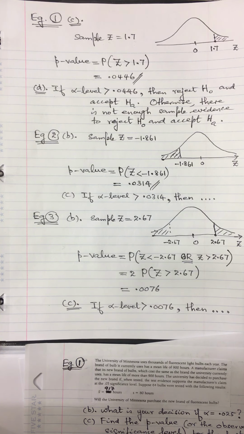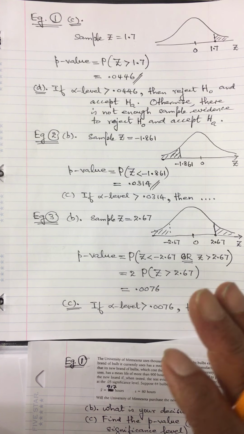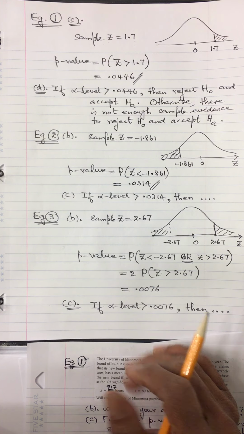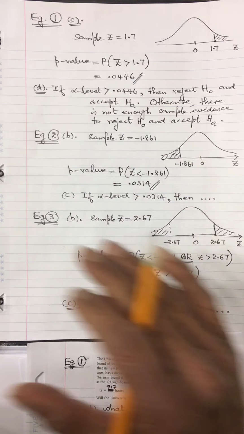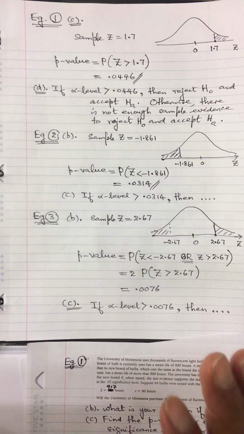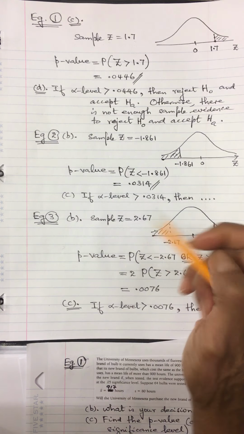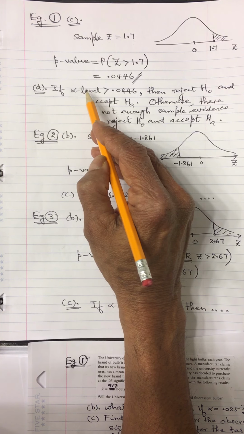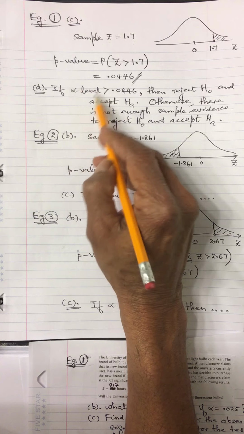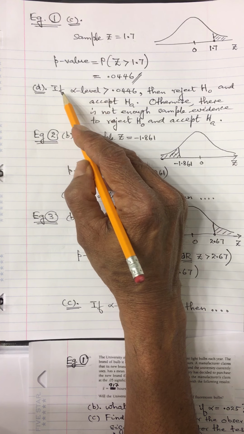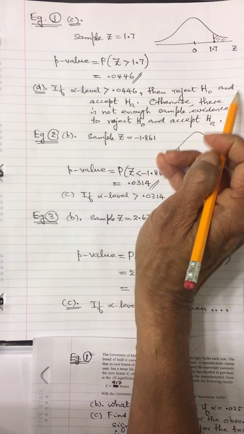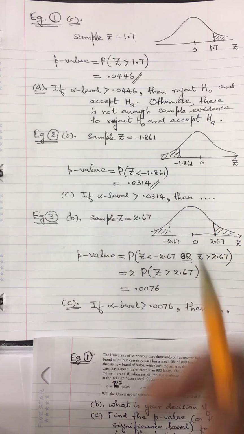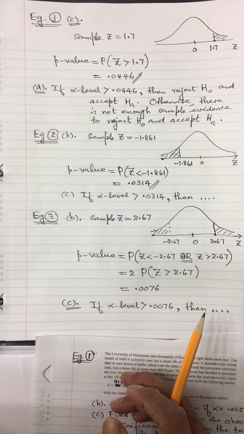So this way, you don't have to make a decision for someone else. You are the person analyzing the data. You tell your boss, hey, this is what will happen. This is the sample evidence. If you want to use this big type 1 error, go ahead and reject H0 and accept HA. Otherwise, there's not enough evidence to reject H0 and accept HA.